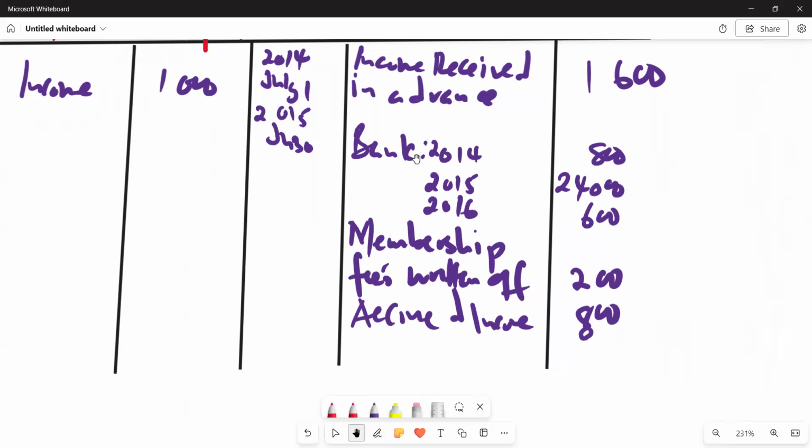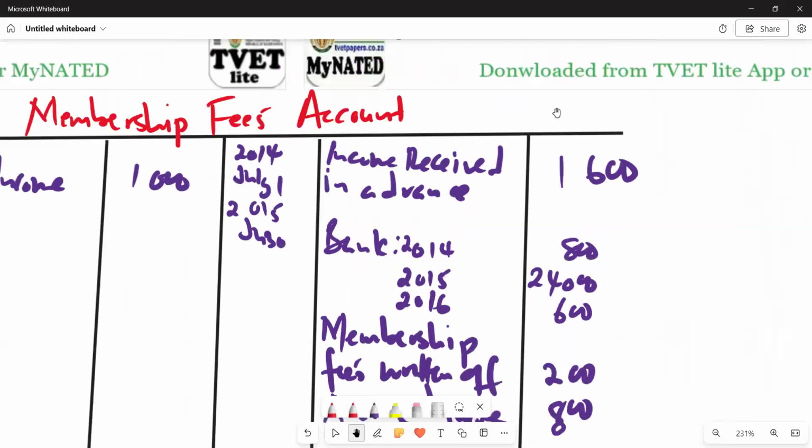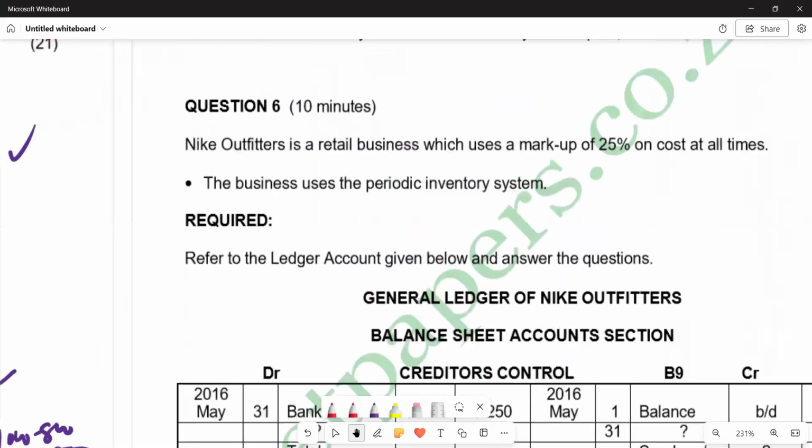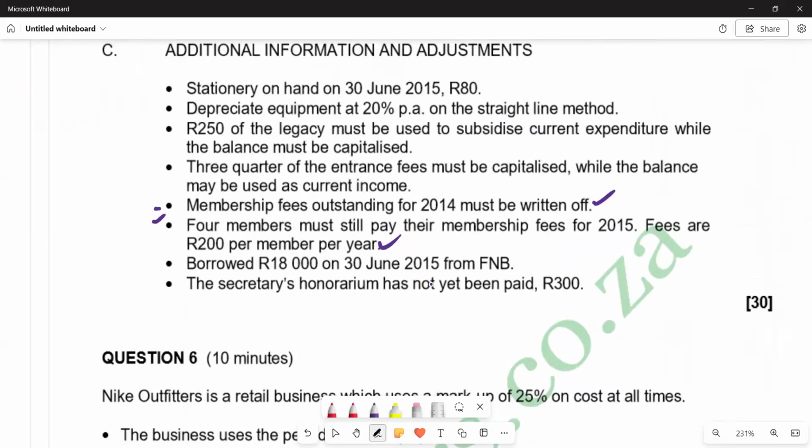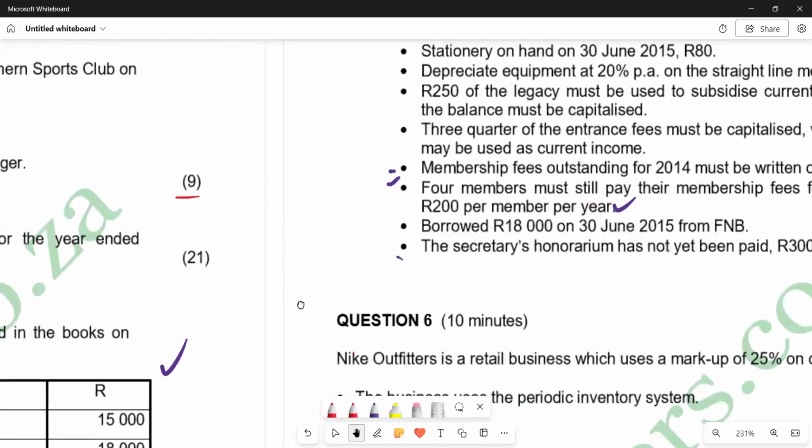Then we can go back to the question to see what else we can adjust there. Then you go to the next one, borrowed 18,000 rands on 30 June 2015 from FNB, which is not relevant. And then you go to the last one, which is the secretary's own, which is also not applicable to our membership fees. So we are supposed to check another. Remember, we are also supposed to have our membership fees in advance at the end. So we can only get that one in the subscriptions payments account.